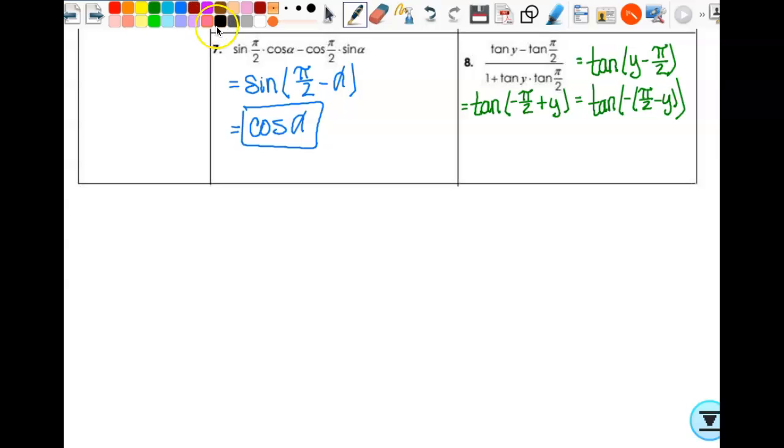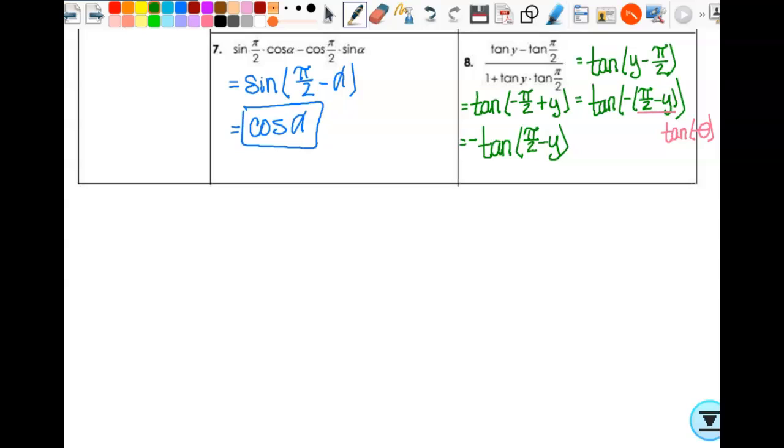Okay, so this right here is just some angle measure, right? Whatever it is, it's some angle measure. So this is the same thing right here as tangent of negative theta. So look at your chart. What is the tangent of negative theta? Negative tangent theta. So since this is tangent of negative theta, I can bring the negative out front. It's just negative tangent of pi halves minus y.